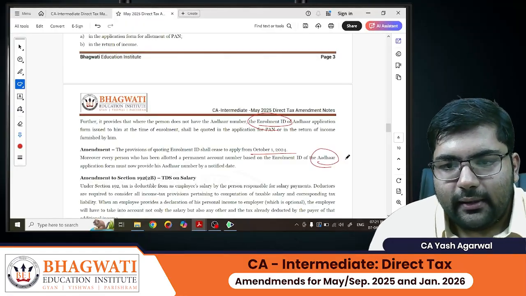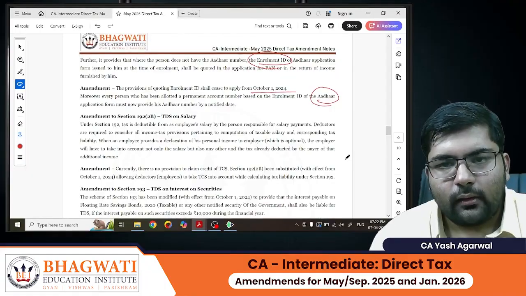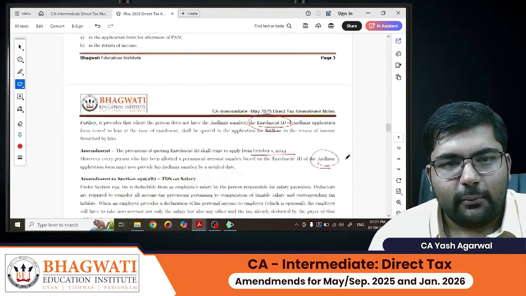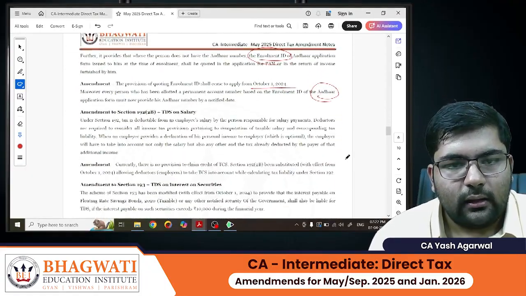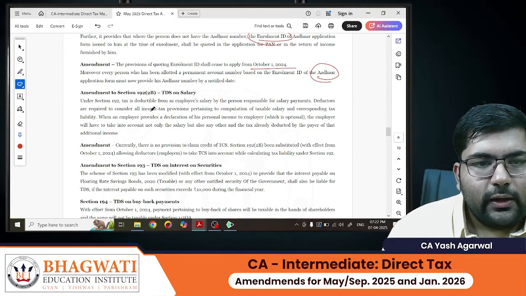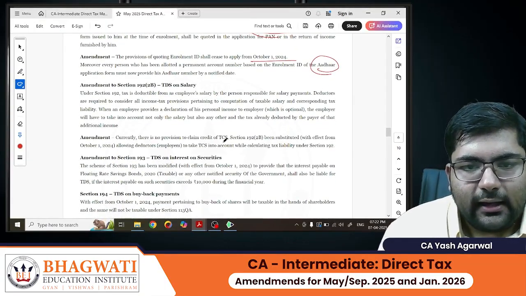That is what this amendment says. That is all. It's a fairly simple one. It's a theory provision. You can go through this. TDS on salary, there is only one change, that TCS will also be taken into account now.